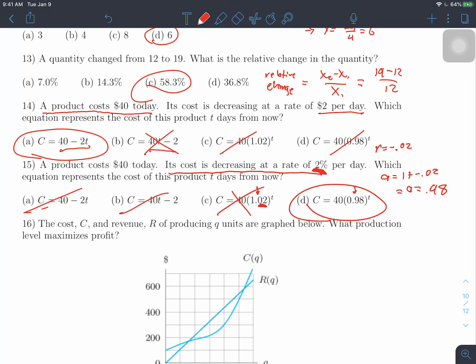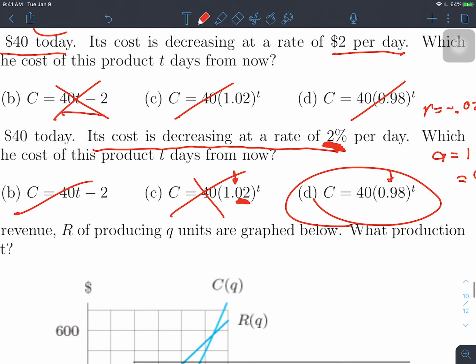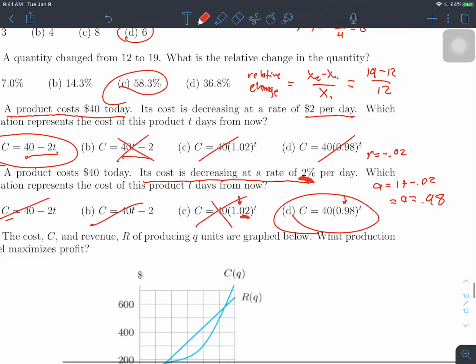You can also figure this out relatively quickly if you just plug in some random value of t. Say, take a look at 5 days from now. So you plug in 5 for t, do 1.02 to the power of 5 times 40, you're going to get a number which is bigger than what you started with. And that doesn't make sense if our cost is decreasing.